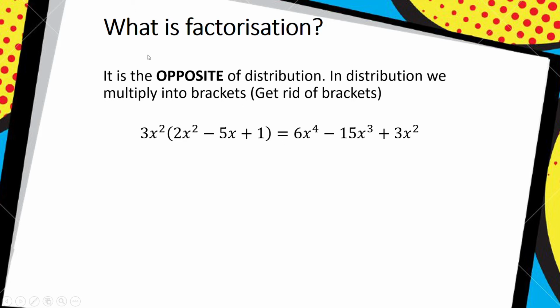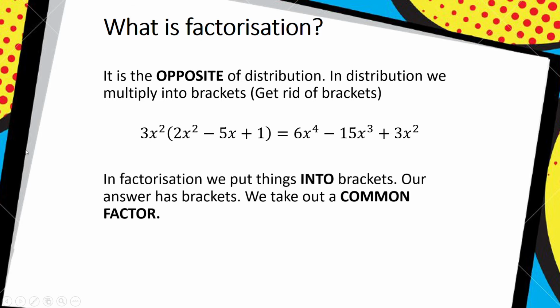So factorization is the opposite of distribution. In distribution, we multiply into brackets and we get rid of the brackets, whereas in factorization, we do the opposite, right? So in distribution, we move from this part here to there. In factorization, we move backwards. In factorization, we put things into brackets, and our answer has brackets. And we sometimes say that we take out a common factor.